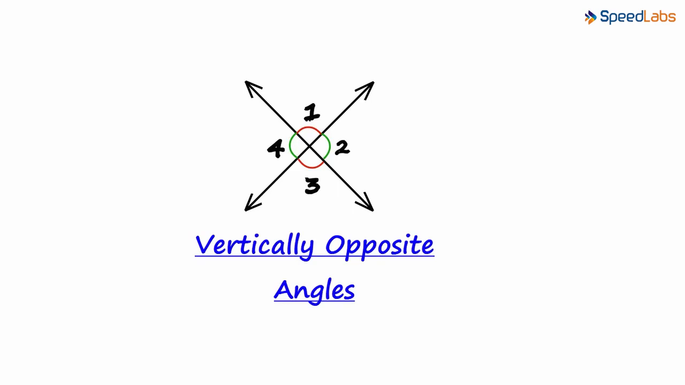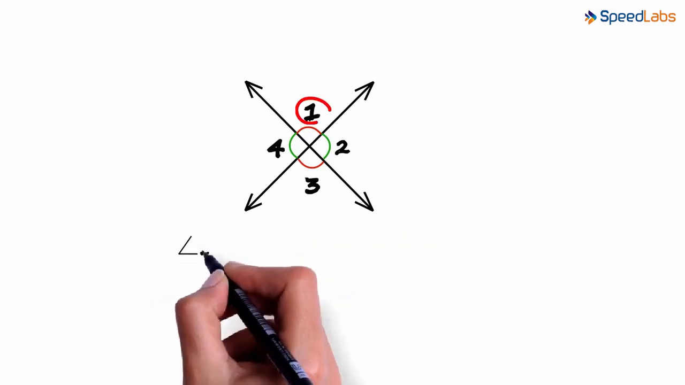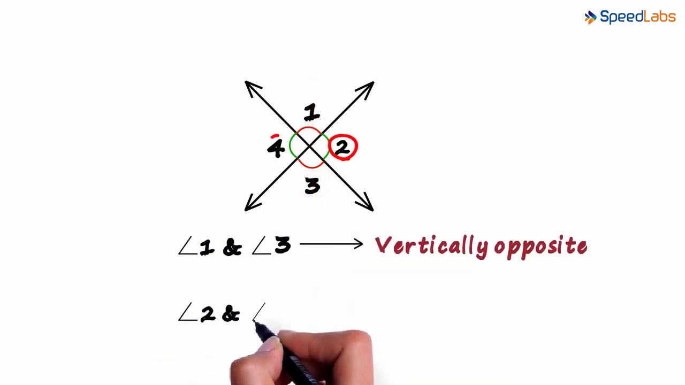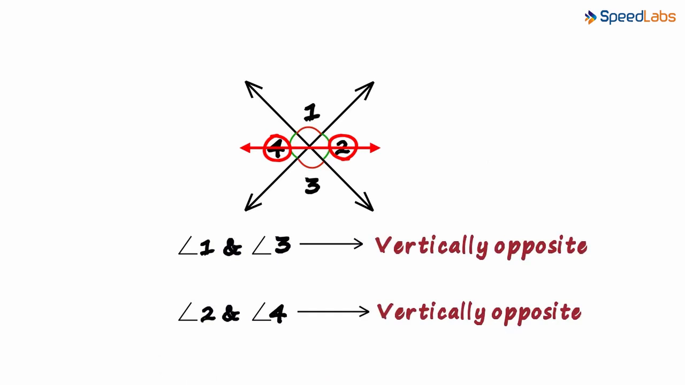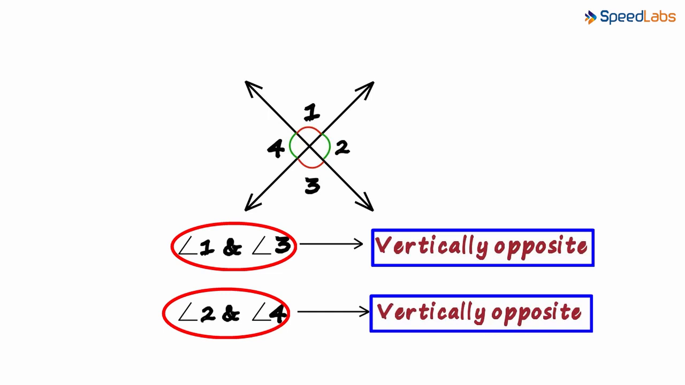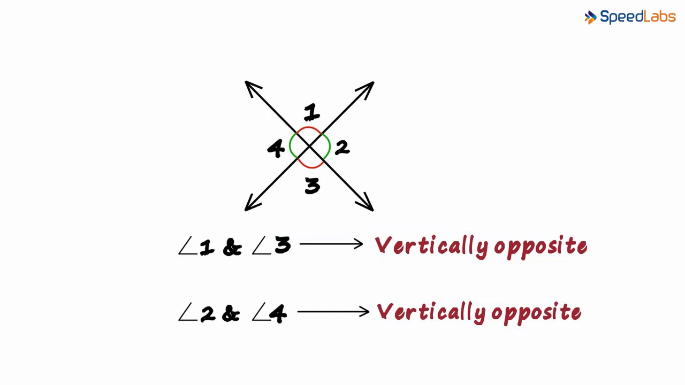Each pair is called vertically opposite angles. So angle 1 and angle 3 are vertically opposite angles. And angle 2 and angle 4 are also called vertically opposite angles. Technically, you would say that 1 and 3 are vertical, whereas 2 and 4 are horizontal. But it doesn't matter how they are placed on the plane. Such angles opposite each other are called vertically opposite angles. And remember, measures of vertically opposite angles are always equal. So angle 1 will equal angle 3 and angle 2 would equal angle 4.